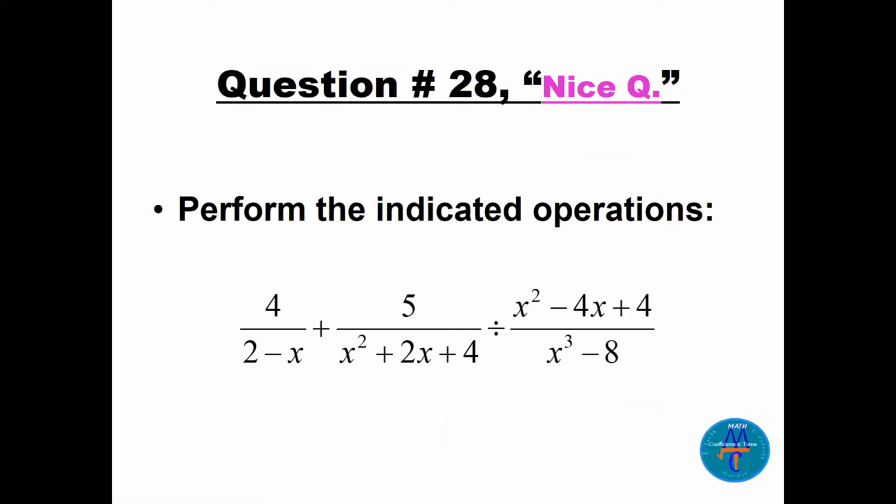Perform the indicated operations. How many operations do we have? Remember, this one is not an equation, guys. This is not an equation. You cannot multiply by LCD, please. Question 28 is an expression. Because if you look carefully, no equal sign. So you have to find the LCD here. 2 minus x, you have to factor this, there is a division, change it to multiplication, and then multiply by the reciprocal here.